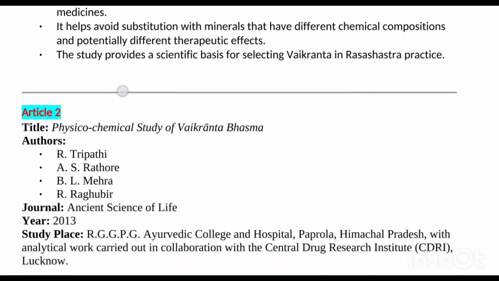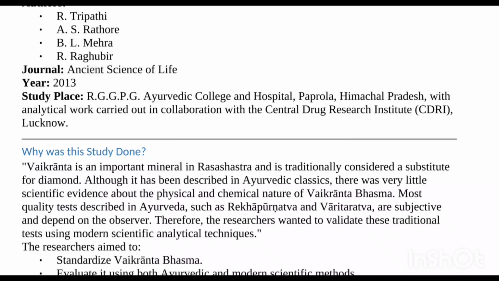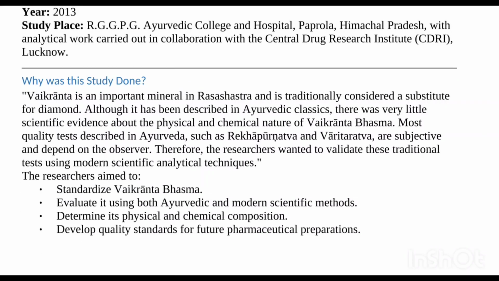Now we see the second article. The title is a physico-chemical study of Vaikrant Bhasma. Vaikrant is an important mineral in Rasa Shastra and is traditionally considered a substitute for diamond. Although it has been described in Ayurvedic classics, there was very little scientific evidence about the physical and chemical nature of Vaikrant Bhasma. Most quality tests described in Ayurveda, such as Rekhapurnatva and Varitaratva, are subjective and depend on the observer. Therefore, the researcher wanted to validate these traditional tests using modern scientific analytical techniques.